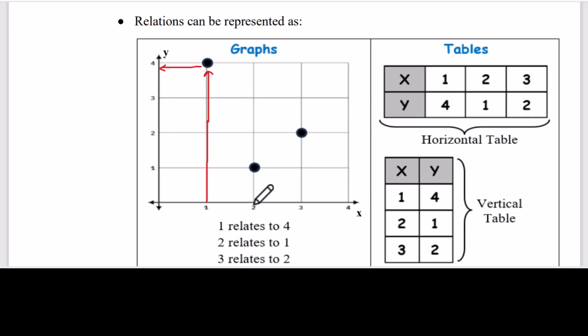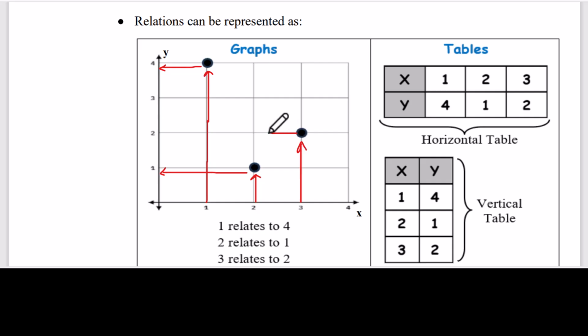I can do the same thing with number two. I go up and then I go across. And when I go across, I see that that point right there touches number one. So two is related to one. The next one is three.